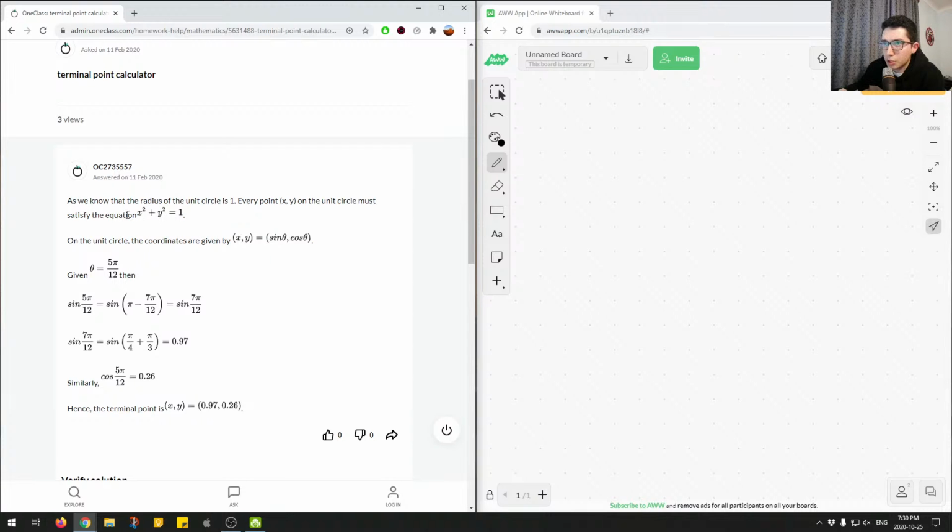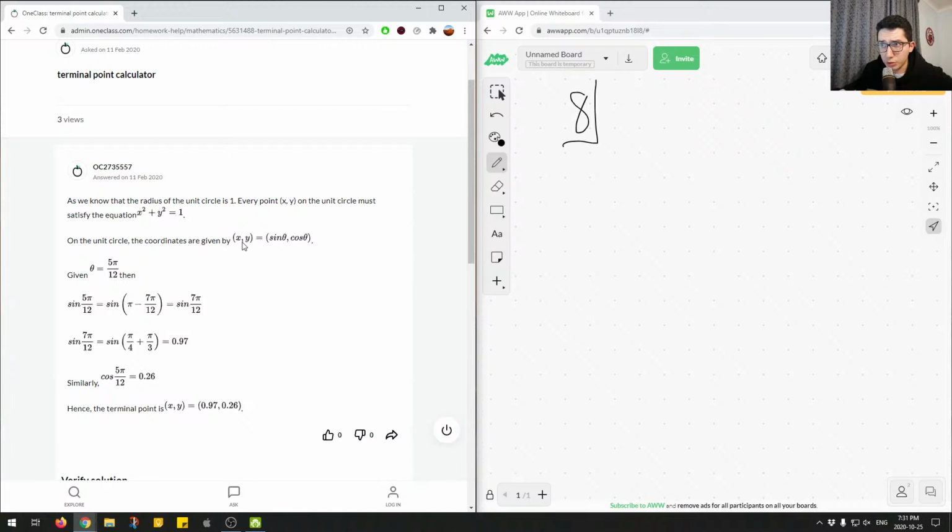So in this next question, we're asked terminal point calculator. I'm going to infer that we're given the following equation: x squared plus y squared is equal to 1. And we're supposed to calculate the terminal point of this given this angle. So the angle is 5 pi divided by 12. This is question number 8. So we're given 5 pi divided by 12, and we need to know the terminal point.